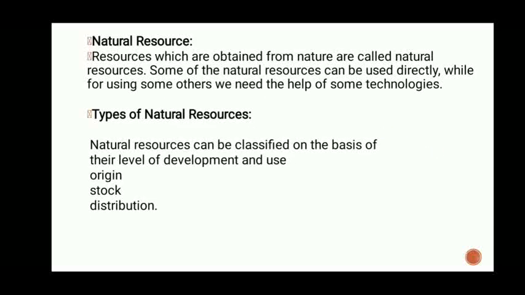What is a natural resource? A resource which is not made by humans and has been formed on its own is called a natural resource. It happens without the use of technology. The types of natural resources are classified by origin, stock, and distribution.